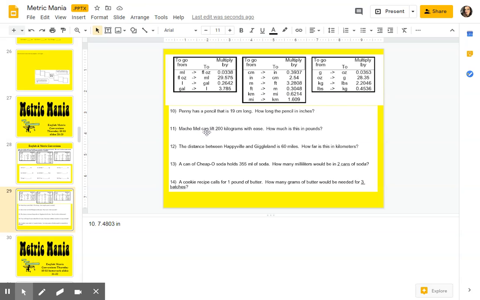Okay, macho male can lift 200 kilograms with ease. How much is that in pounds? So you're going to go kilograms to pounds, 200 times 2.2046 equals 440.92, and then pounds is LBS.